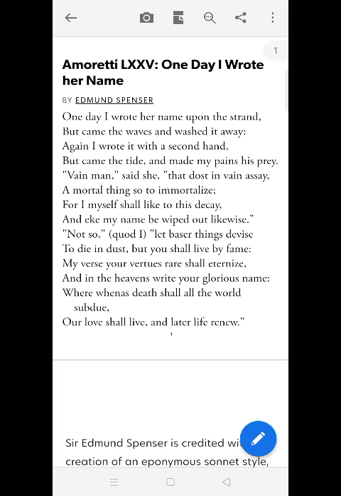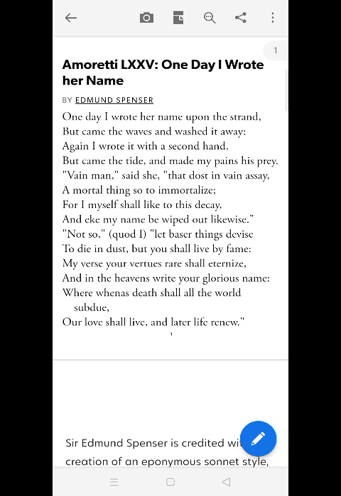As for the form of this poem, as we have already talked about, this is a Spenserian sonnet. A Spenserian sonnet is a 14-line poem divided into three quatrains and a couplet, and the rhyme scheme is ABAB, BCBC, CDCD, and EE. So this is the rhyme scheme of the Spenserian sonnet, slightly different from the Shakespearean sonnet.